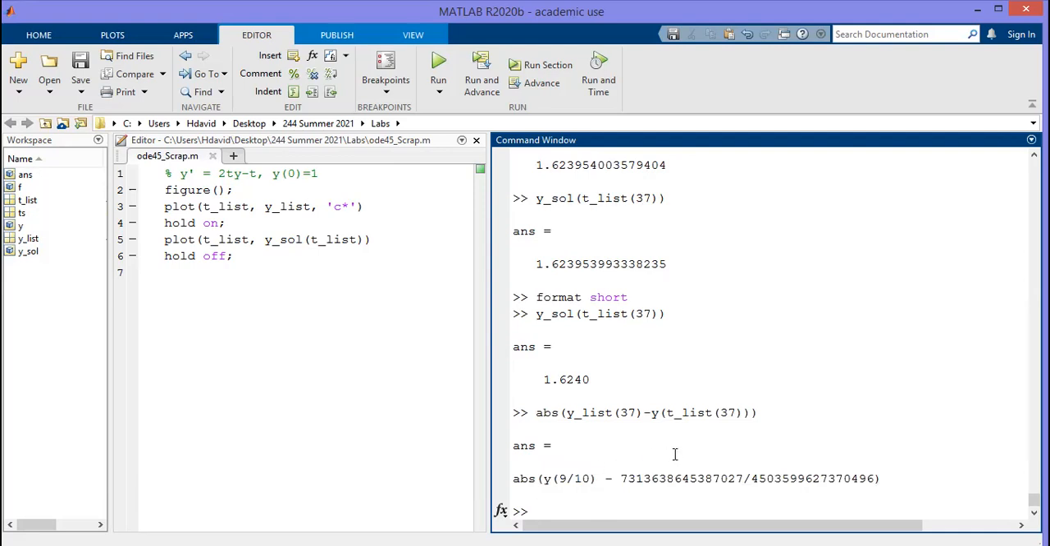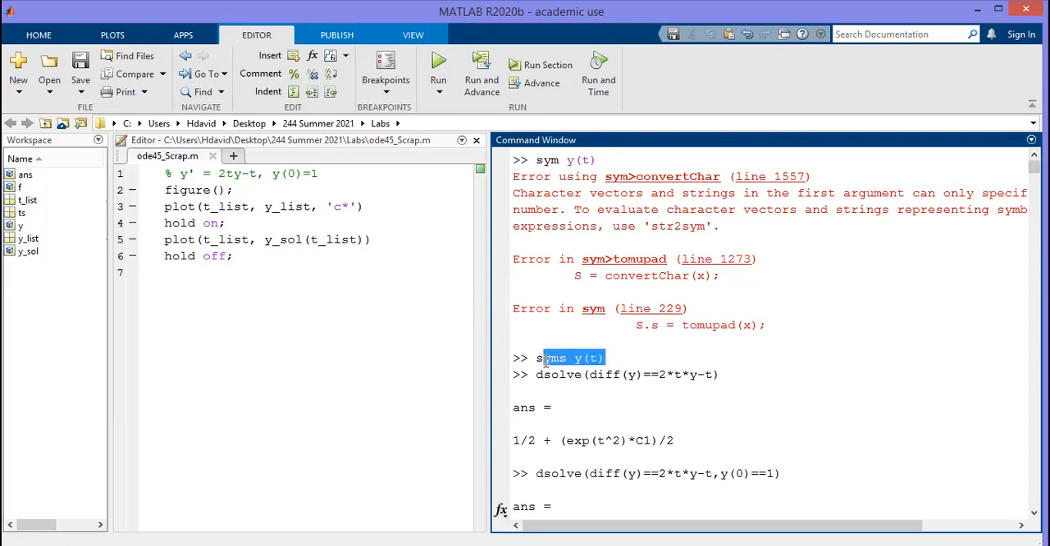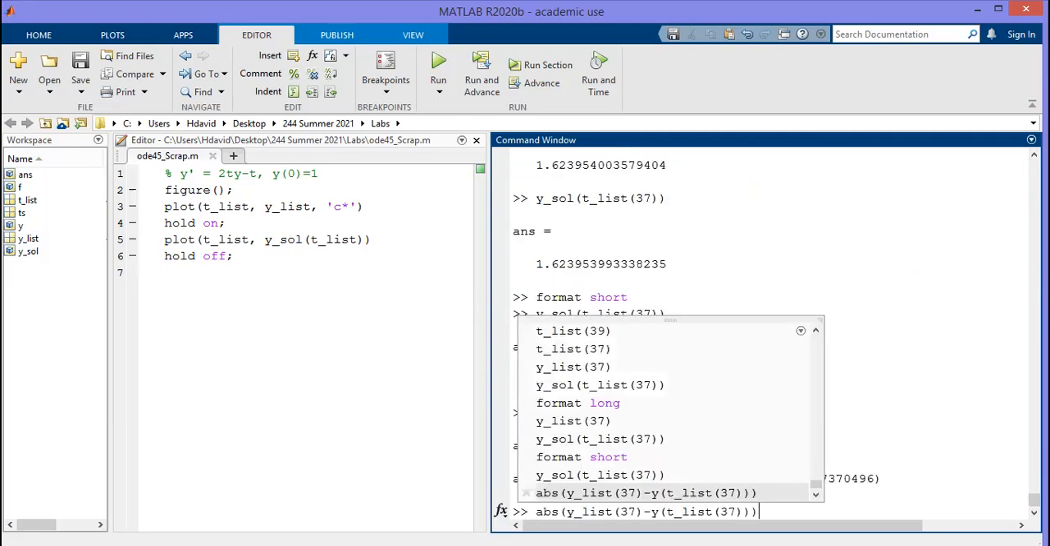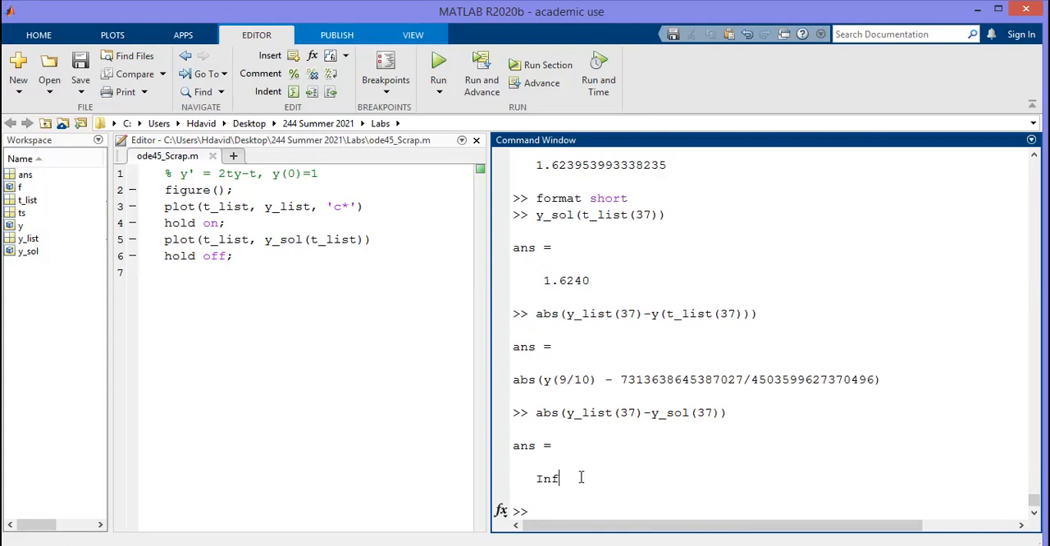And what happened here? Oh, okay. I'm not allowed to. Oh, I have y instead of y-sol. Remember how I defined y earlier to be symbolic, all the way at the top here? Because I wrote y instead of y-sol, it's treating this symbolically. It's not plugging it in because it doesn't know what y is anyway. If I plugged in 37 here instead of t-list 37, you're going to get an error. I mean, it's not an error, actually.